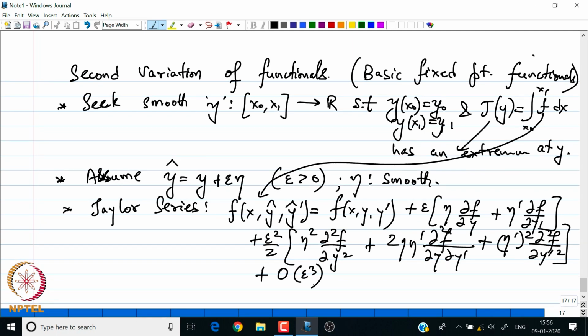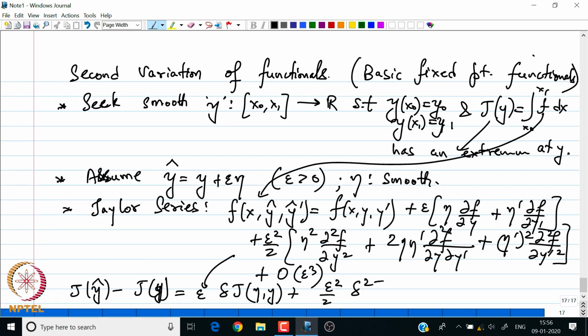Then I can rewrite this from here. I can find what is the variation in the functional. My variation in the functional, J of y hat, the perturbed value, minus J of y, is equal to epsilon delta J of eta comma y plus epsilon square by 2 delta square J of eta comma y plus order epsilon cube. So, our perturbation is of this form. Notice that we have only written up to second order.